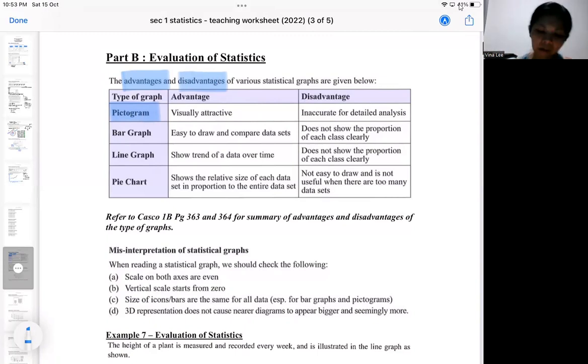So it's very easy to read from a pictogram. Of course, the disadvantage is that it will be inaccurate for very detailed analysis. If we want very detailed information, we cannot get it from a pictogram. So that is the pro and the con, the advantage and the disadvantage.